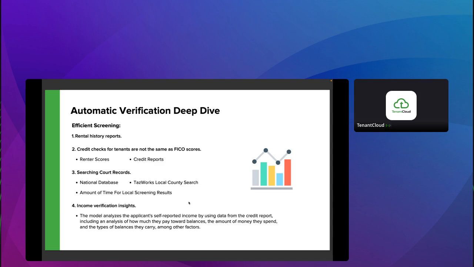Income verification insights. This model analyzes the applicant's self-reported income that they put on the application. So when you ask them and you say, well, I need you to have 2.5 or 3 times the amount of rent as your income, it takes that information that they report on the application saying, yeah, I make $3,000 a month or 5 or 10 or whatever. And it compares that to data from the credit report, including an analysis of how much they pay towards balances, the amount of money they spend, the types of balances they carry, and other factors related to the algorithm that the income insights tool uses.